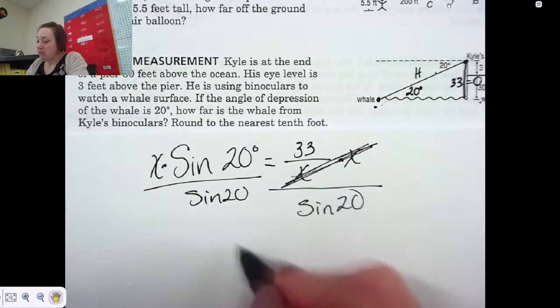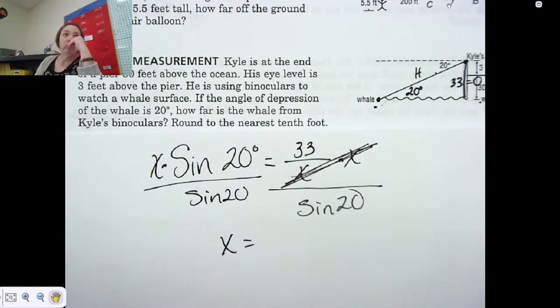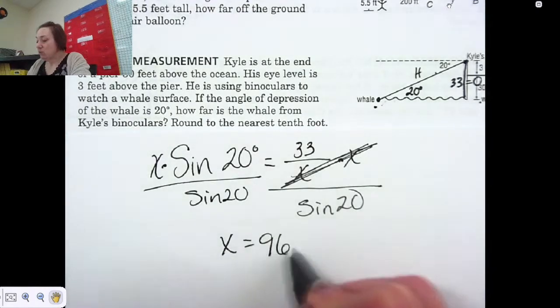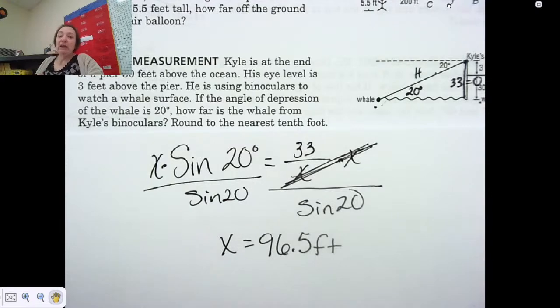So when we plug this in our calculator, making sure our calculator is in degree mode, what do we get? 96.5. And this is in feet. So we now know that Kyle is 96.5 feet from the whale on the line of sight. That's really not very far, is it?